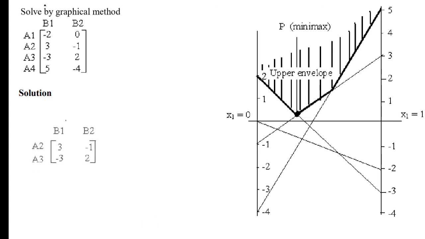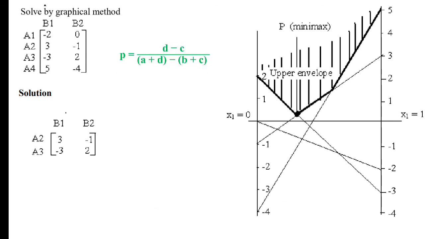That point will be 3, minus 3. Okay, then minus 1, 2. This is the format: 3, minus 3, then minus 1, 2. Okay, 3, minus 1, minus 3, 2. So based on this, we are going to find out the strategies of player A.